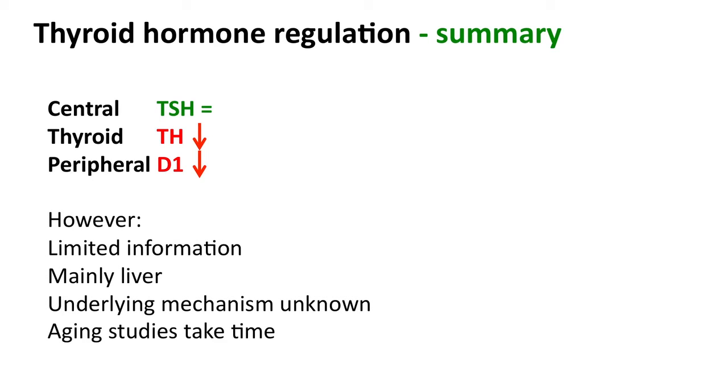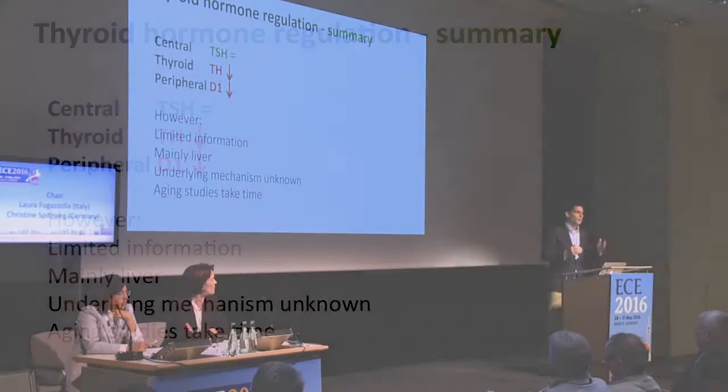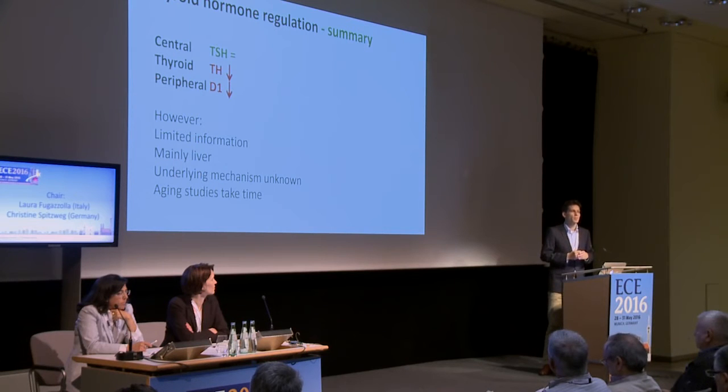However, there are actually a limited number of studies out there, and studies which reported on T3 target tissues mainly report on liver, and most of the studies are descriptive in nature, so the underlying mechanism which drives these changes is not really known. And this is conceivable because these aging studies are cumbersome, because they take time in themselves, and that also requires an investment of money.